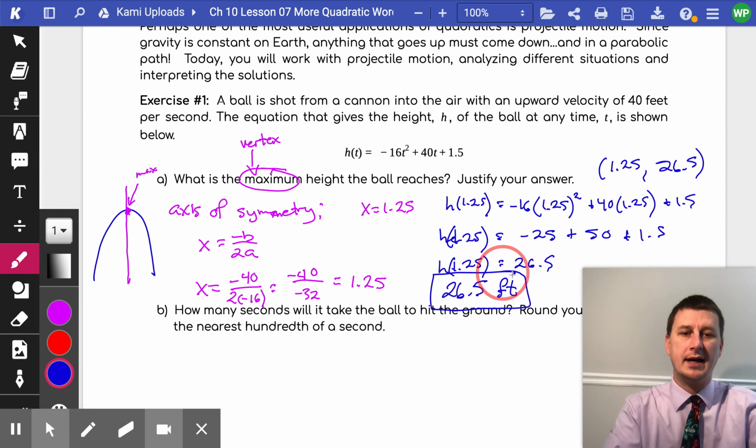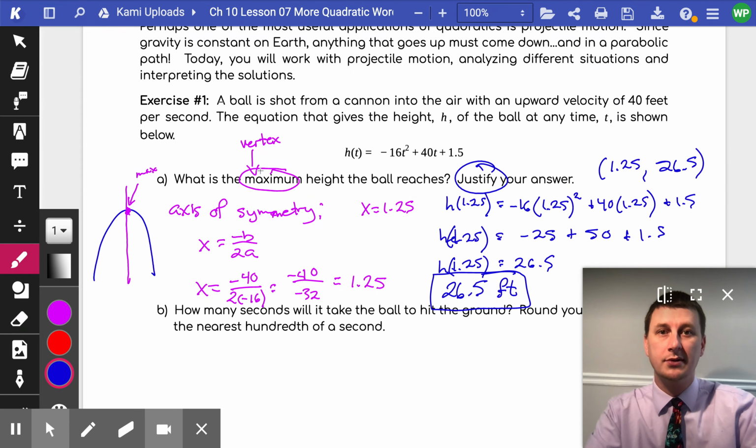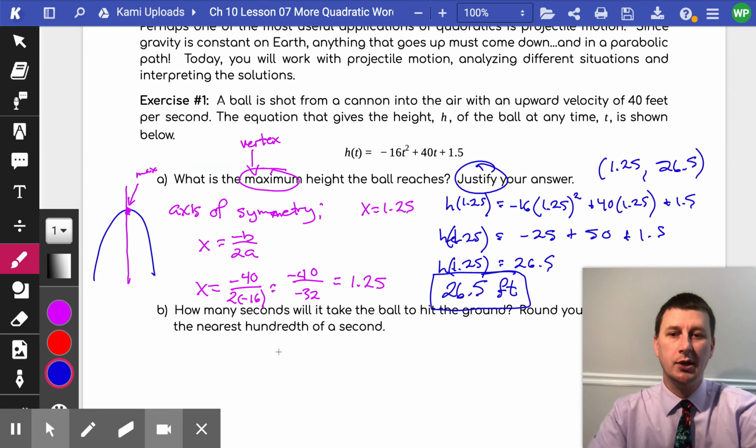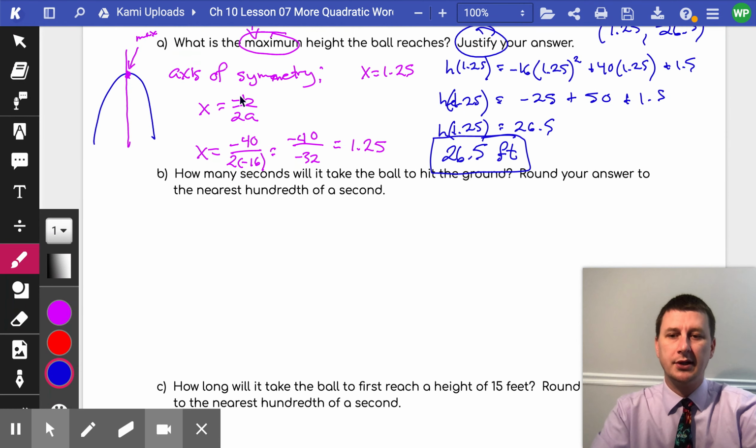26.5 feet is the maximum height. And when it says justify, it just means show your work and use math to do it. Did we do that? We sure did. We used a lot of math here. All right. So now let's look at part B.